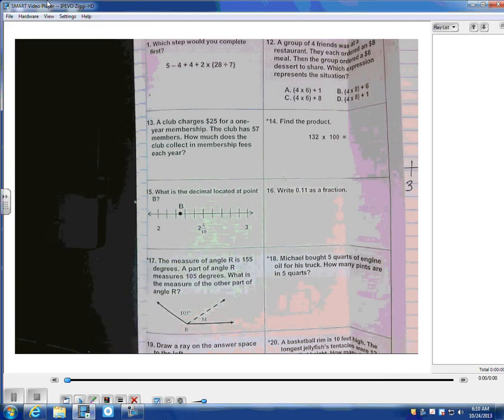Okay, on the back of MRS 9, I want to just go over a couple problems. I'm going to go over number 15, 18, and 19. Okay, so let's look at number 15. You had one just like this on the front, but I want to kind of go over it again. It says, what is the decimal located at point B?